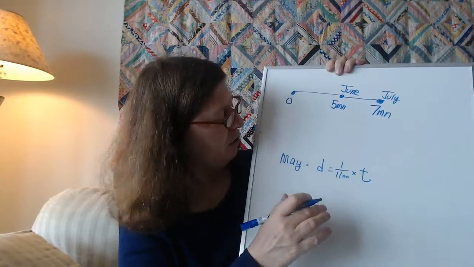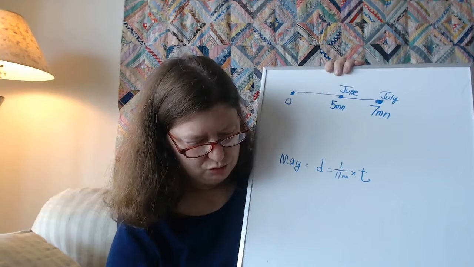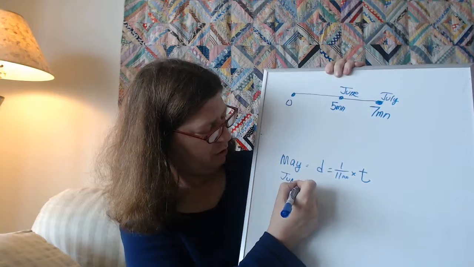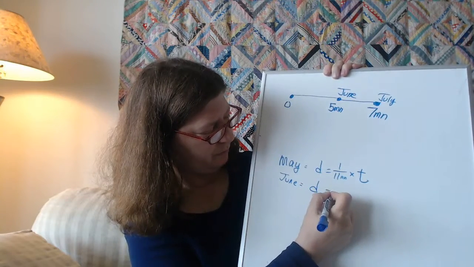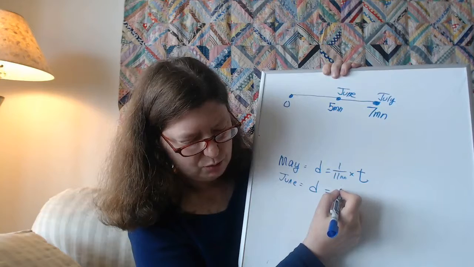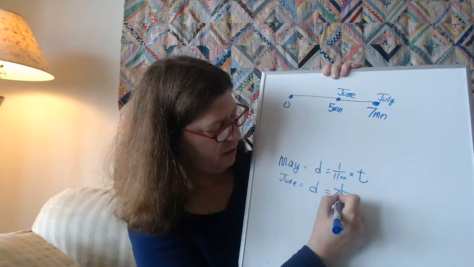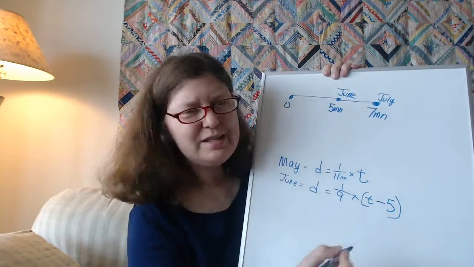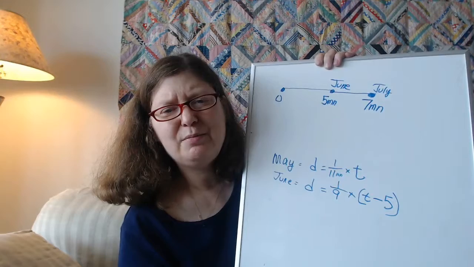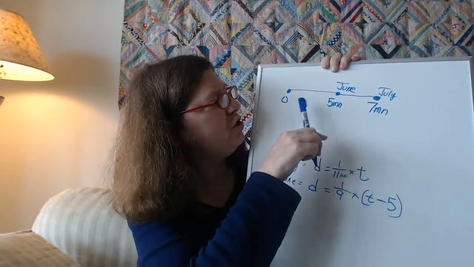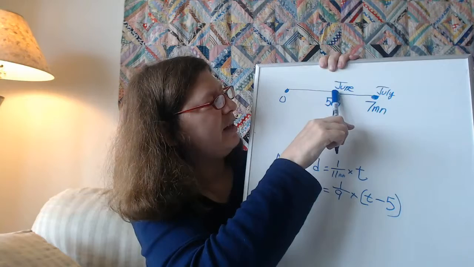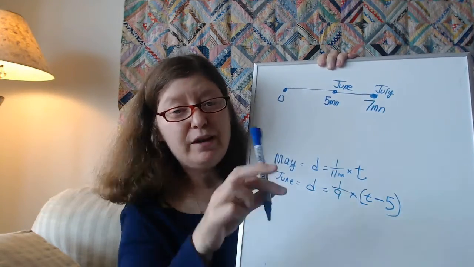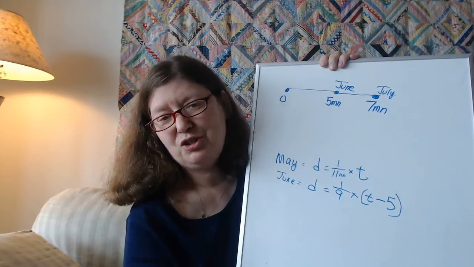Then it says June starts 5 minutes later. So the way we do this in algebra, we say she runs 1 mile every 9 minutes, so that's 1/9 times t minus 5. Now, why do I say t minus 5 instead of t plus 5? It's because she runs 5 less minutes than May runs. So her time running is less because she leaves later.